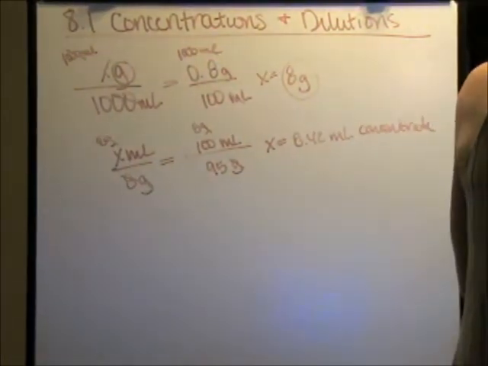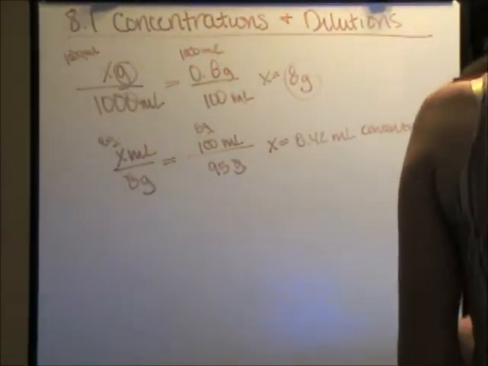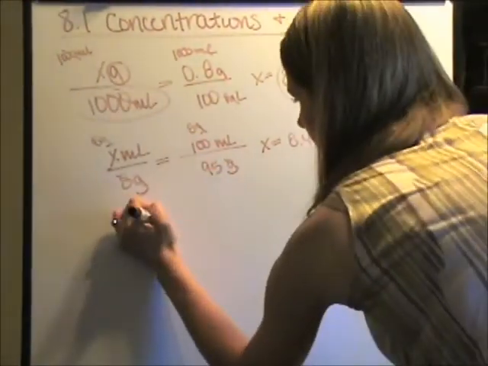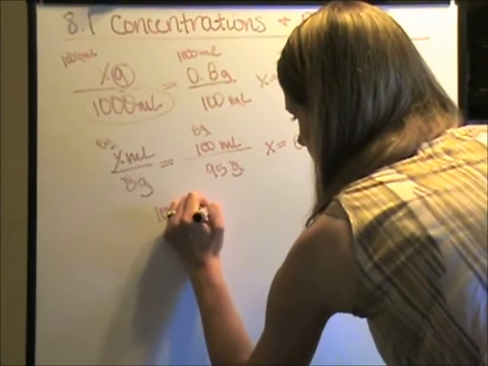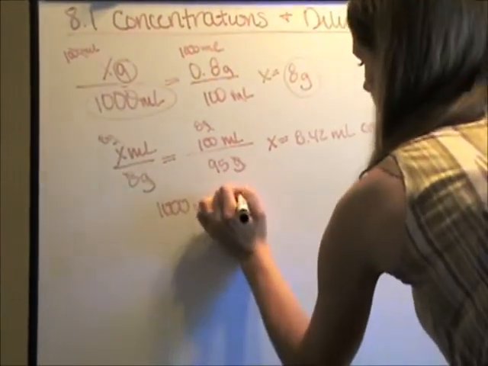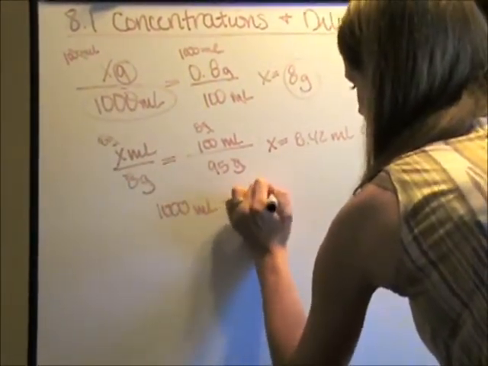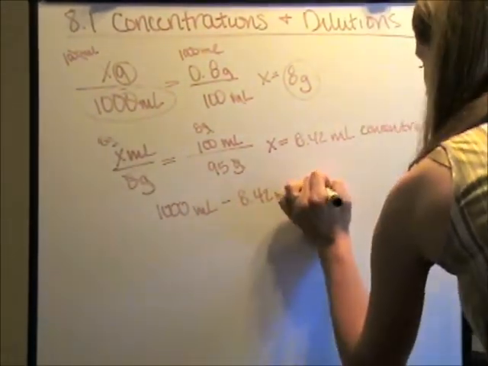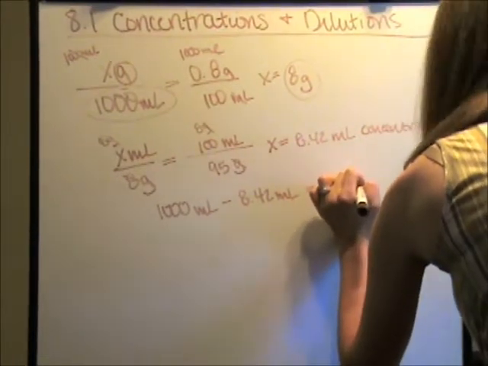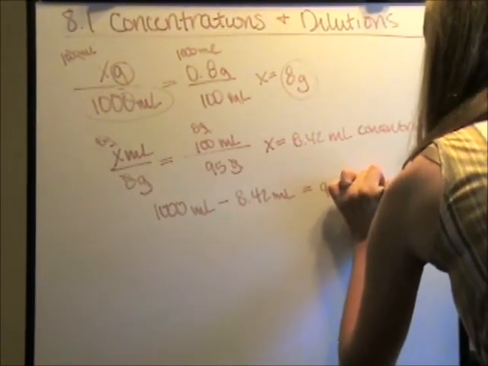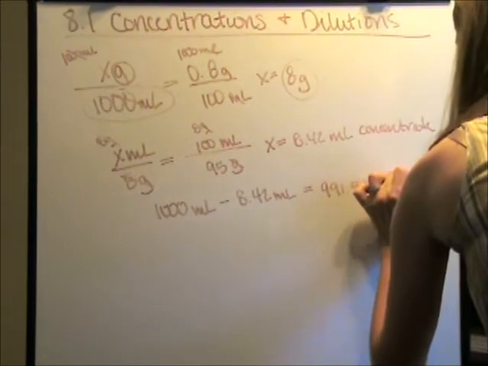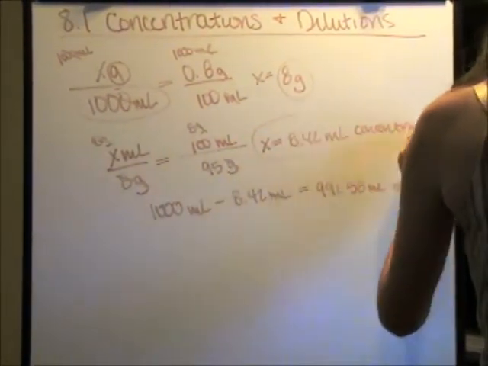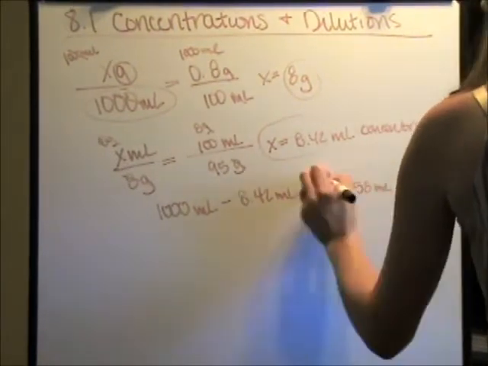So now we are going to be able to determine what our diluent is. We know our total volume is 1,000 milliliters minus our concentrate, 8.42. So that comes to 991.58 ml. So we know that's how much diluent we need. So this is our concentrate, this is our diluent.